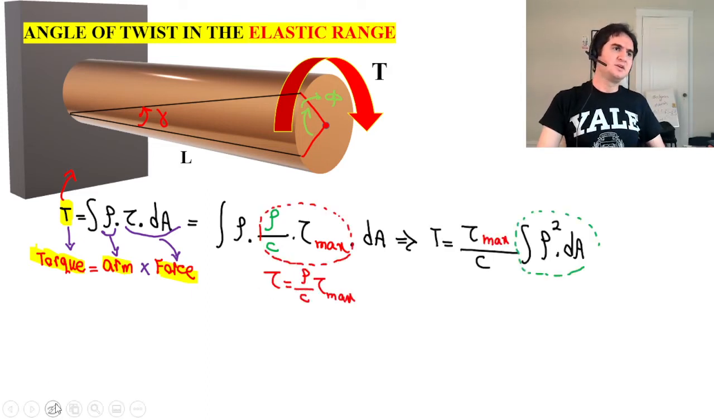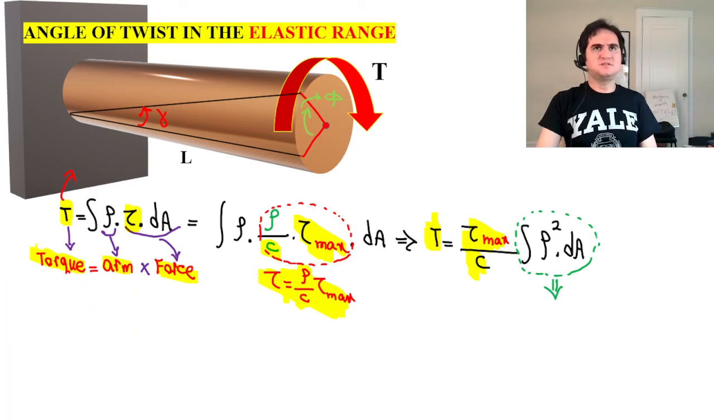That's rho over c, the ratio of undeveloped r to whole radius, times tau maximum, and that's our tau. We replace that in the previous equation, and if we take the constants, tau maximum and c, out of the integration, the torsional torque T is equal to tau maximum over c times the integration of rho squared dA.